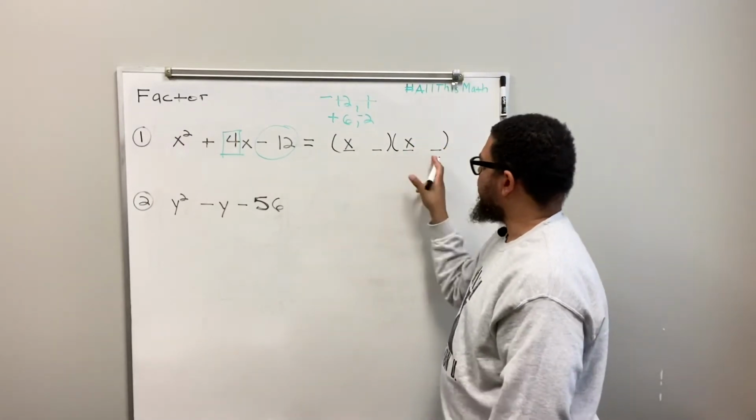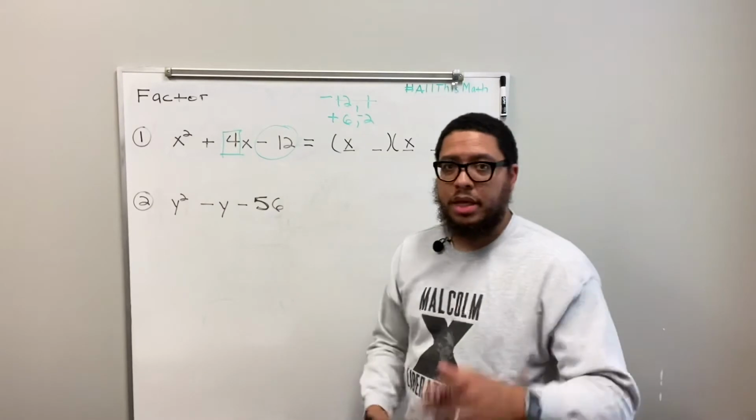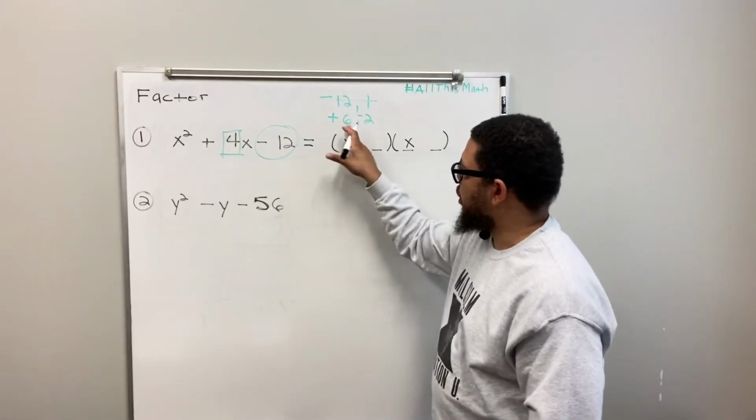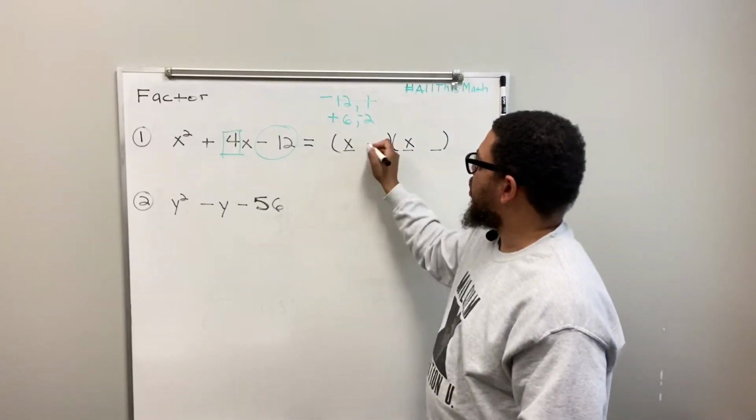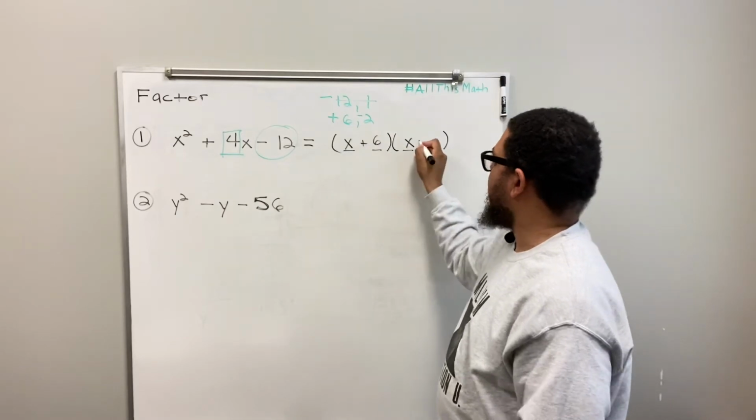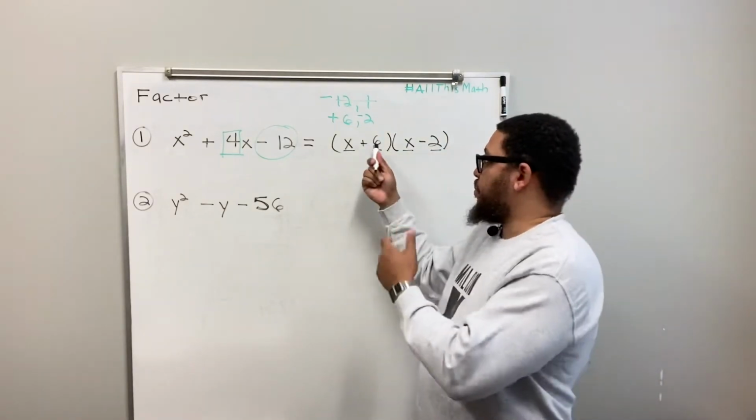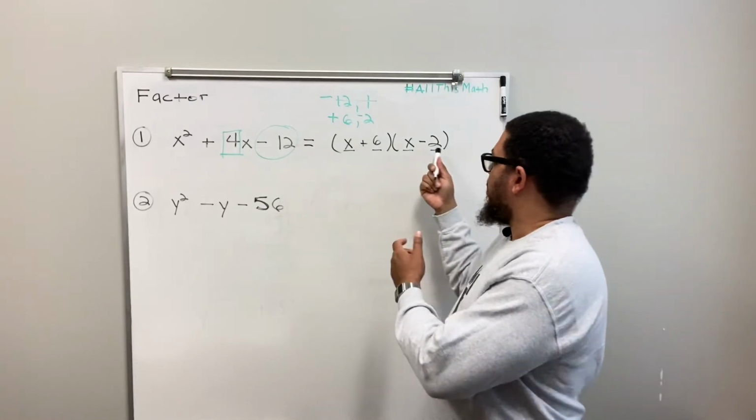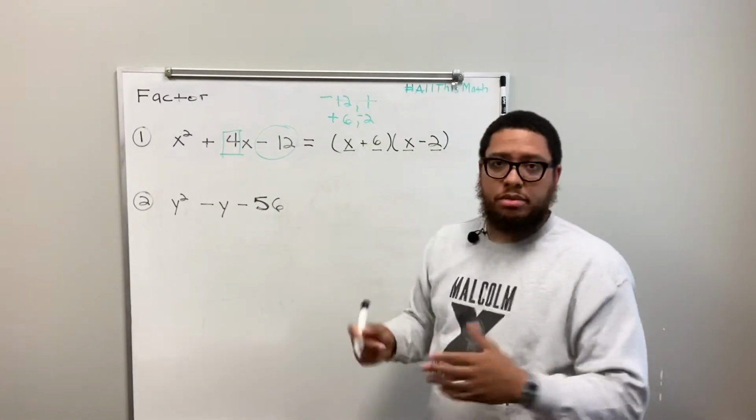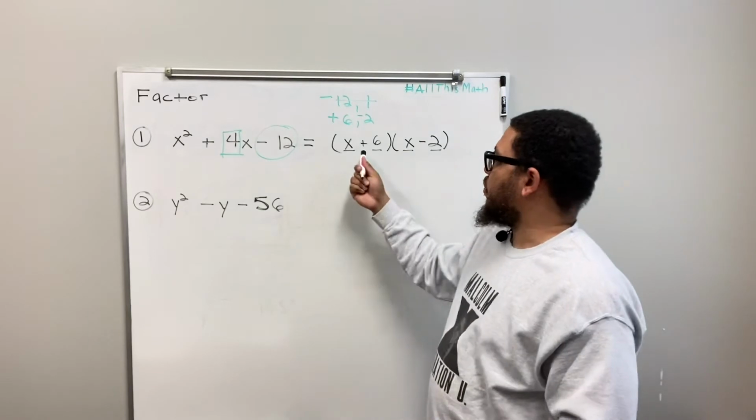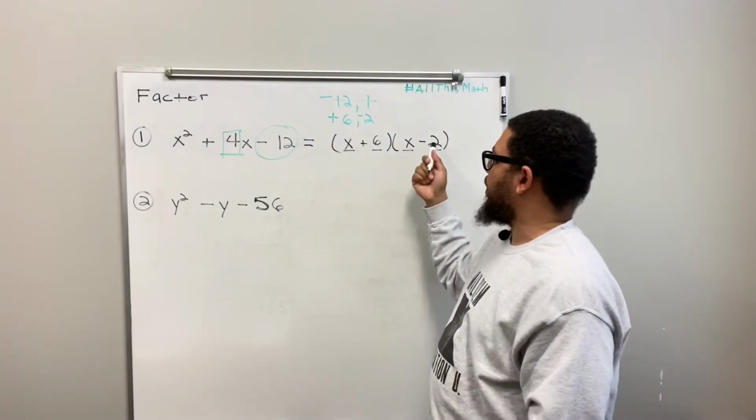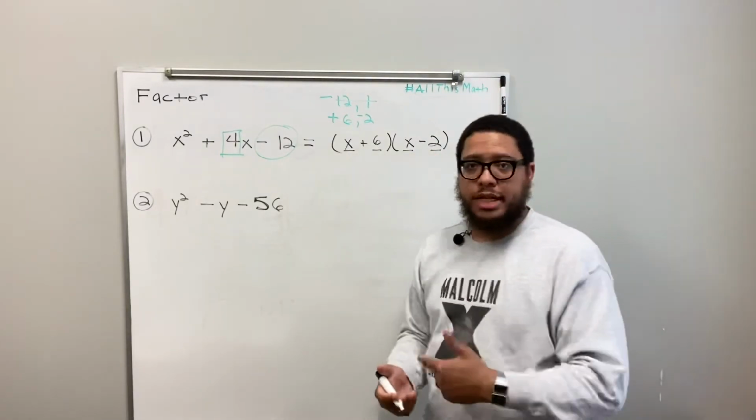Now in these other 2 spaces, yeah, you guessed it. That's where you're going to put these 2 numbers, this positive 6 and this negative 2. So I'm going to just put plus 6 right here and minus 2 right here. Now, do I have to put the 6 in the first binomial and the negative 2 in the second one? No, I don't. If you wanted to, you could have written x minus 2 first and x plus 6 second. Either way, that's the answer.